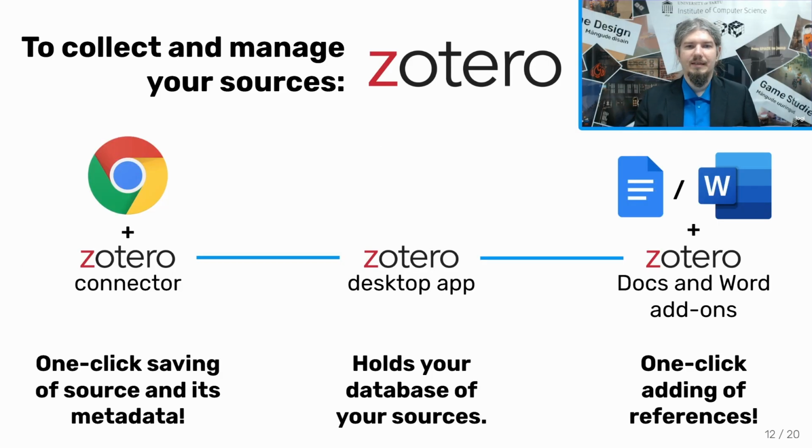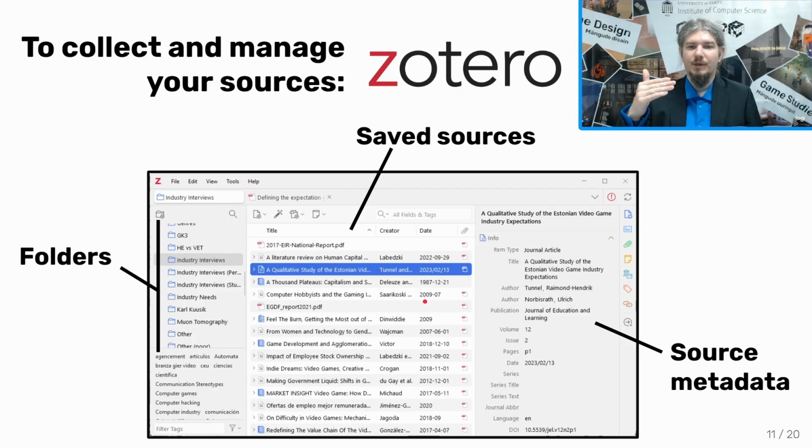How it works is that Zotero actually has 3 different components. You have the desktop app, which holds your database of your sources. This is what we saw on this slide. So we have our folders, our saved sources, our source metadata. It can also be synced across different computers, so you can make an account and it will sync the list of your sources, also their PDF files, across different computers.